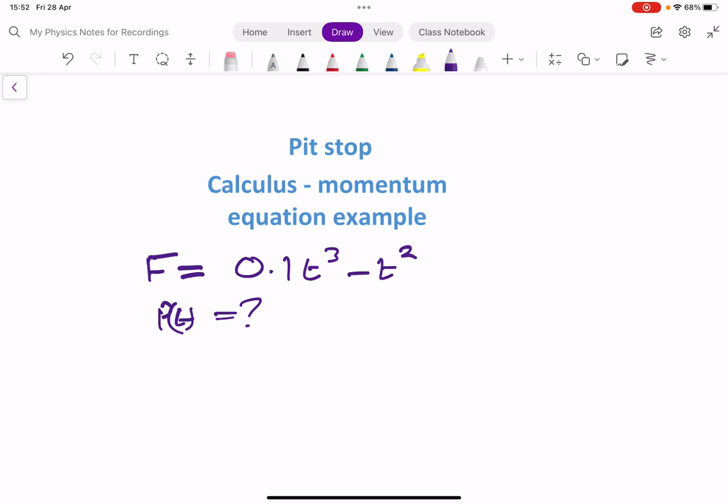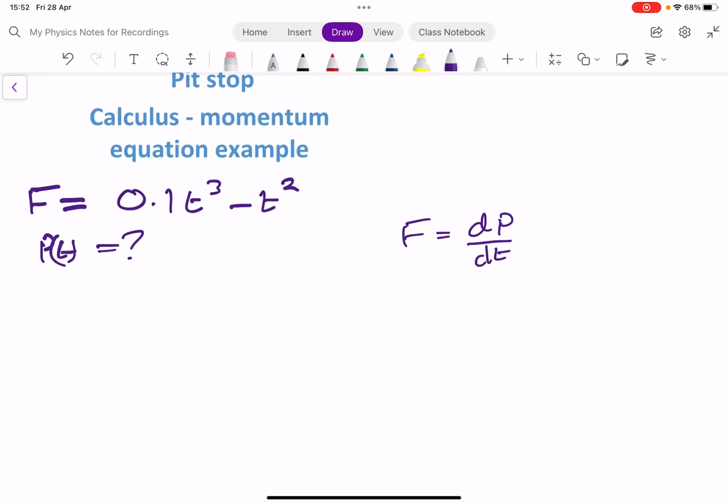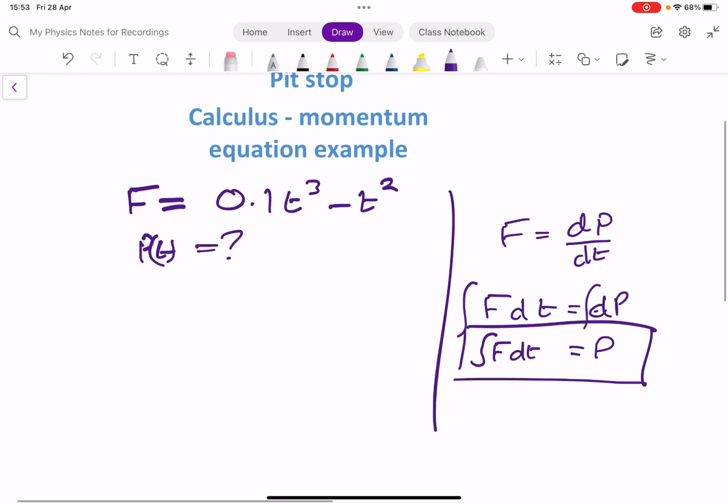Okay, so what we should immediately be thinking really is that we know that force is equal to rate of change of momentum. So from there, if we rearrange things a little bit, we can arrive at that equation, which if we integrate both sides, would give us a simple instruction. If we can integrate a force equation which is dependent on time, with respect to time, it will give us an equation for momentum. So that's the plan.